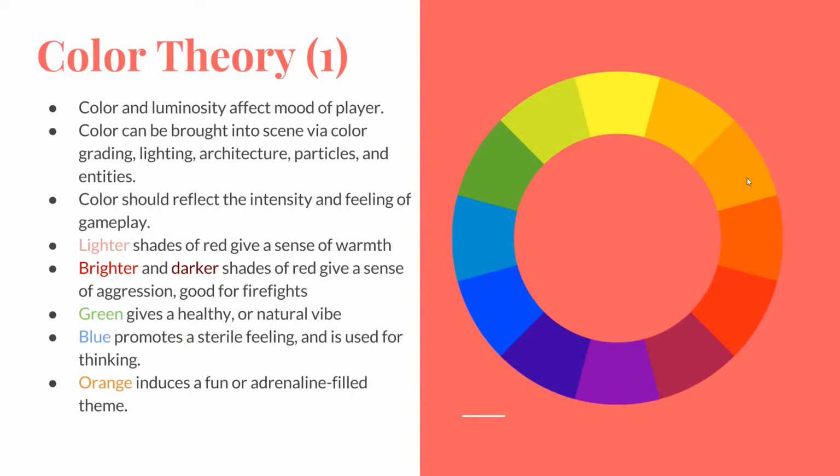So first off is color theory. Color theory consists of colors, luminosity, and the difference in colors that gets you the mood that you want to set.